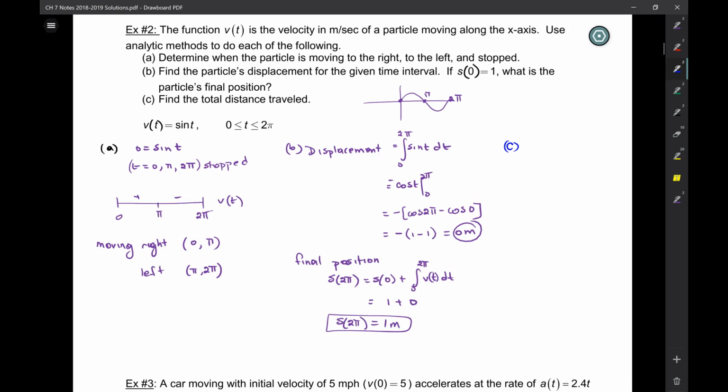It's not 0, I'm sorry, it can't be 0 because we know that it moved and then it moved back. So what is it? The total distance is the integral from 0 to 2 pi of the absolute value of sine of t dt. All right, who's gonna tell me how much that is? 4 meters. Is it? Yeah, 4 meters.